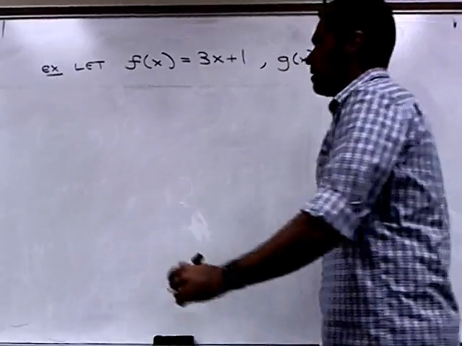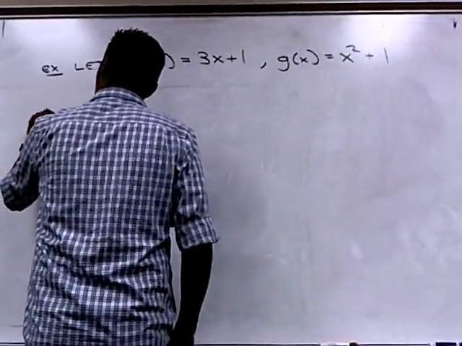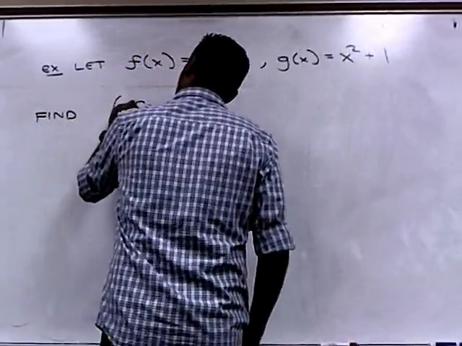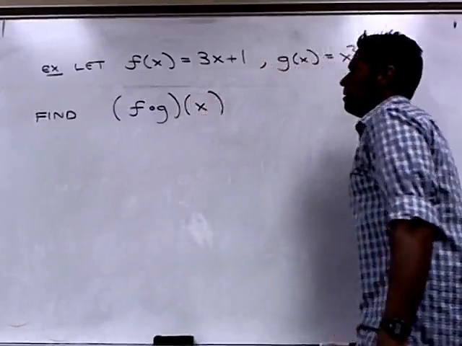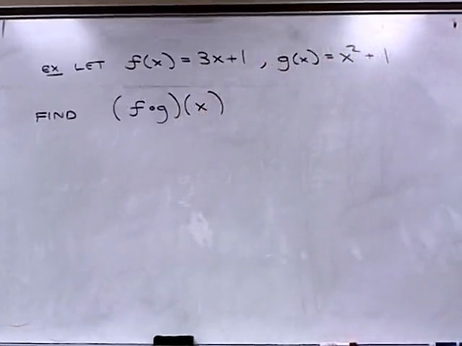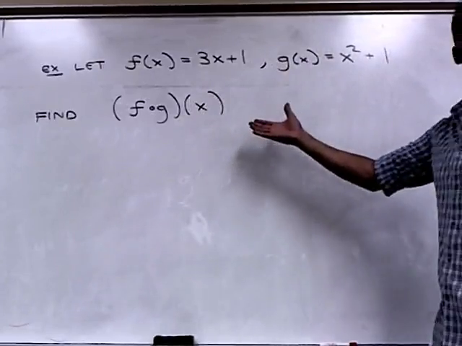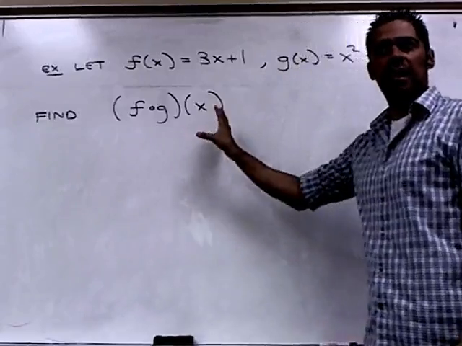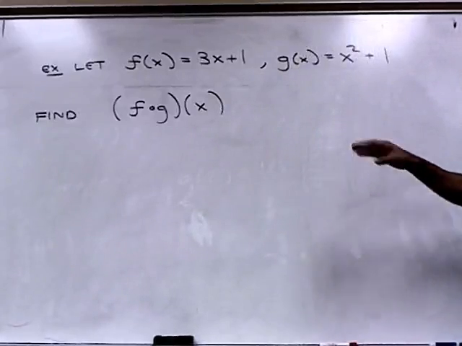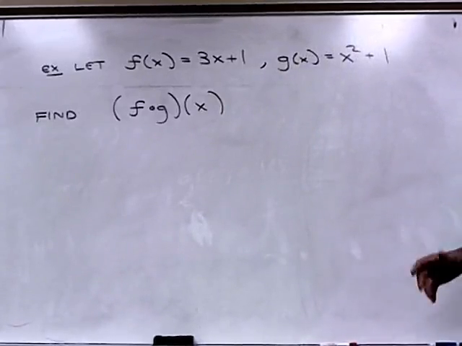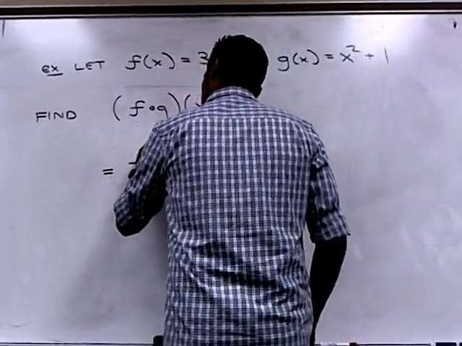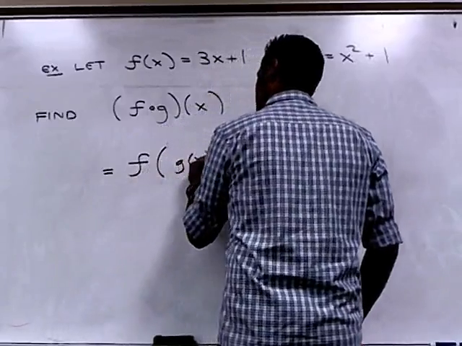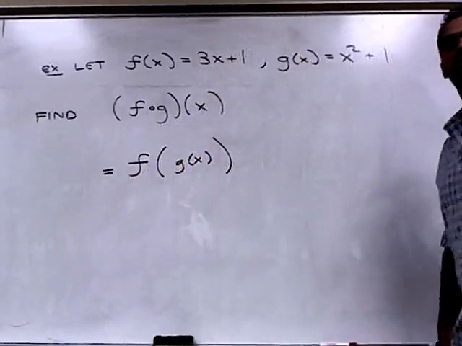I would like for us to find, not f∘g, I want us to find f of g of x. That's the way it would appear on a test. I wouldn't give you any more information than that right there. So what you would have to know from this is that that is equal to f with g of x inside, right? That's what you need to know.